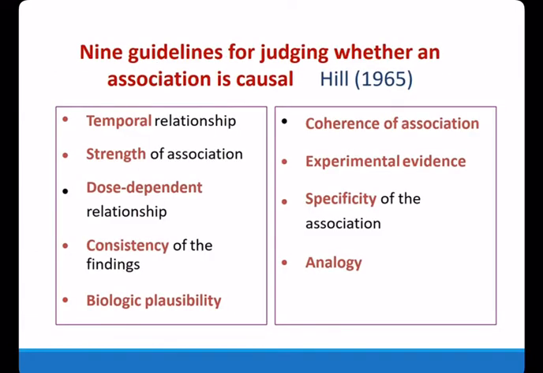In Hill's criteria, there are actually 9 guidelines for judging whether an association is causal: the temporal relationship, the strength of association, the dose-dependent relationship, the consistency of findings, the biological plausibility, the coherence of the association, the experimental evidence, the specificity of the association, and the analogy.